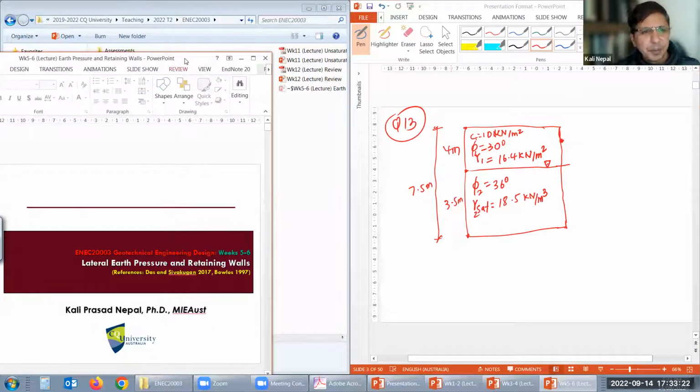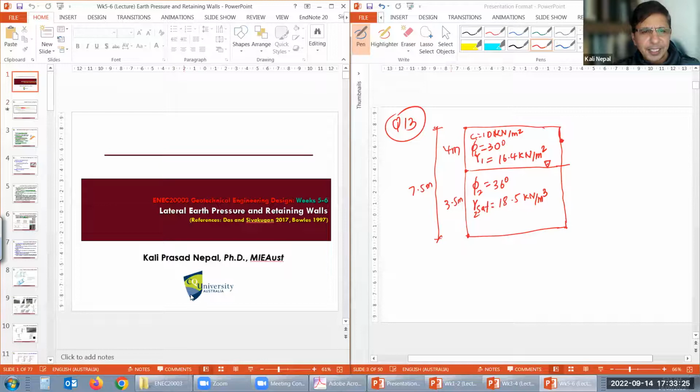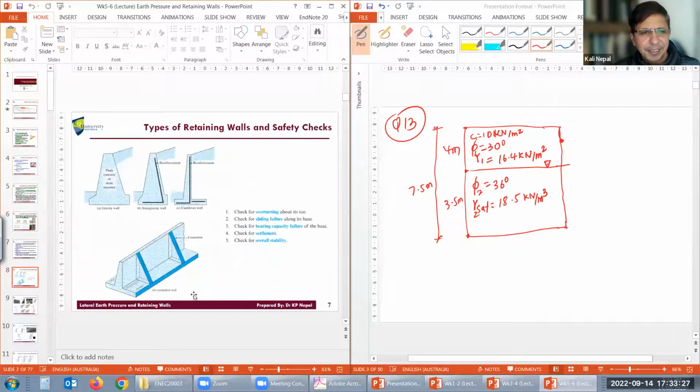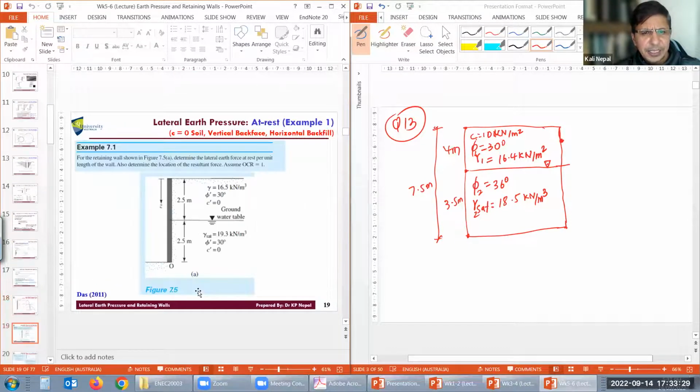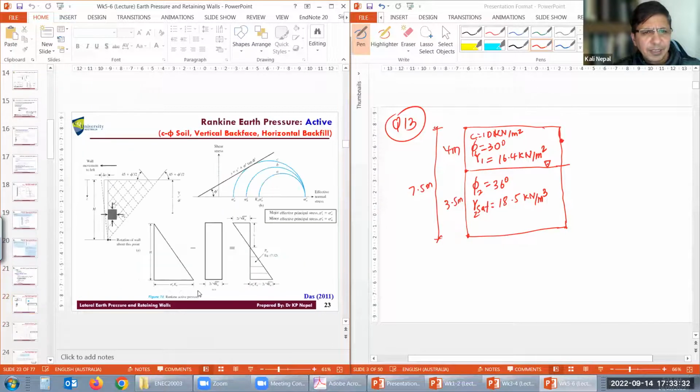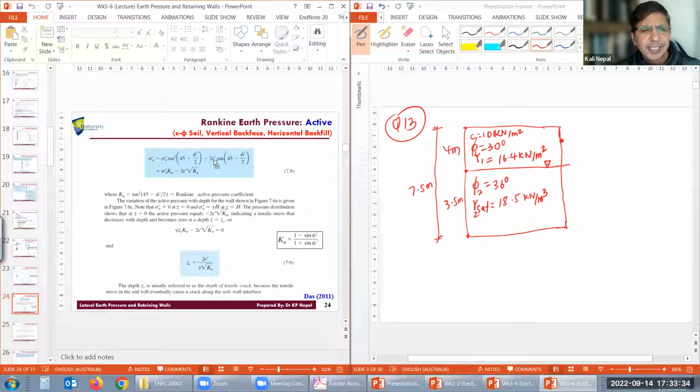All right, so active force. Because the wall is vertical, we can use Rankine's theory, right? So let's go and check Rankine's theory now. Easy, right?